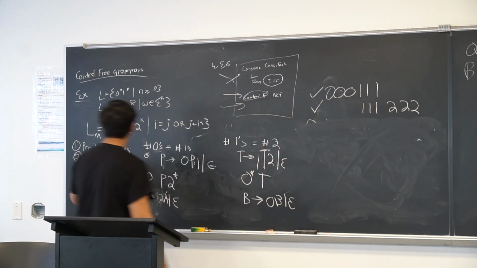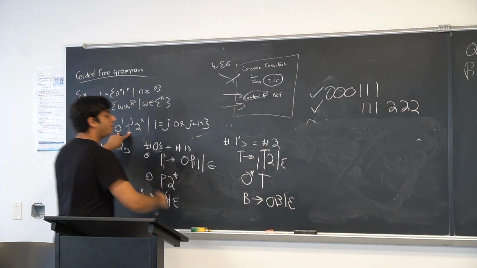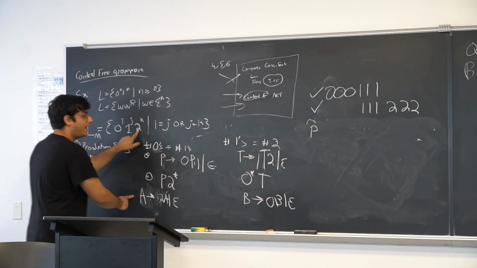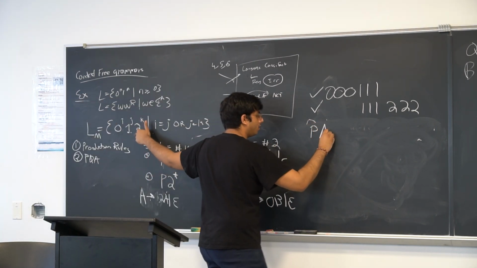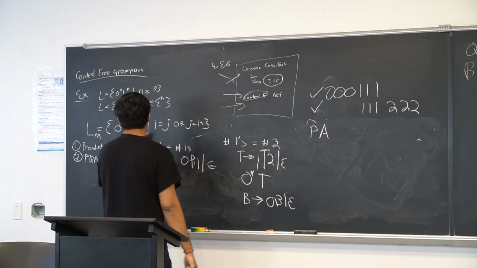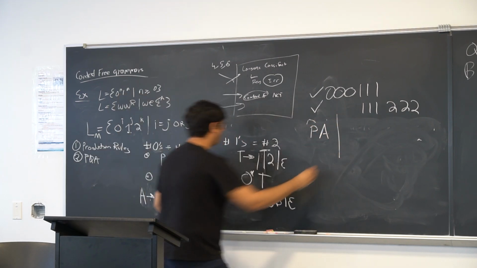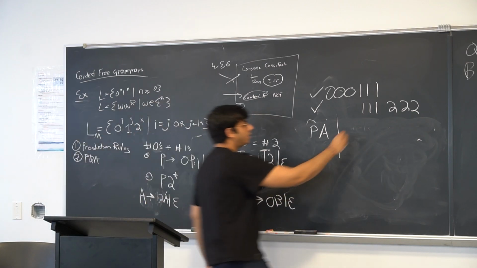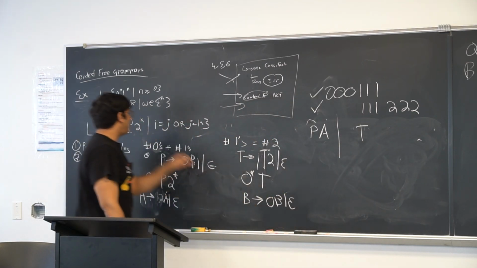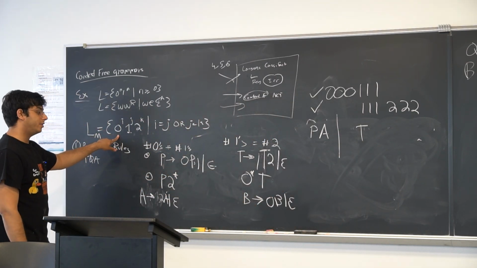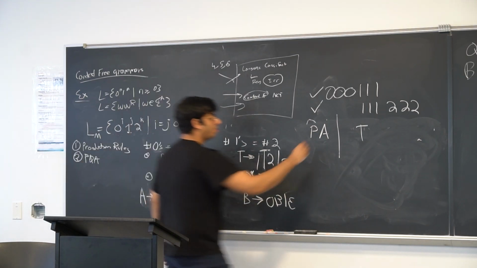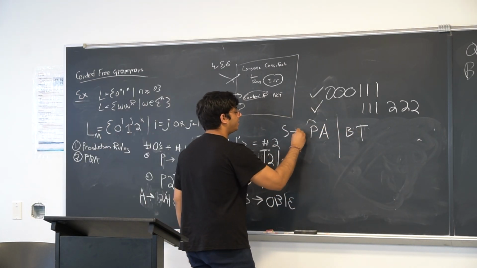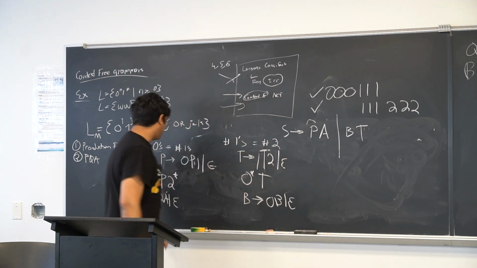Okay, so equal numbers of 0's and 1's, that's given to me by P. 2 star is given to me by A. So I concatenate these two languages together. Or equal number of 1's and 2's are given by T. And then the infinite prefixes of 0's or no 0's are given by B. And then this is my starting state. And yeah, that's my grammar.